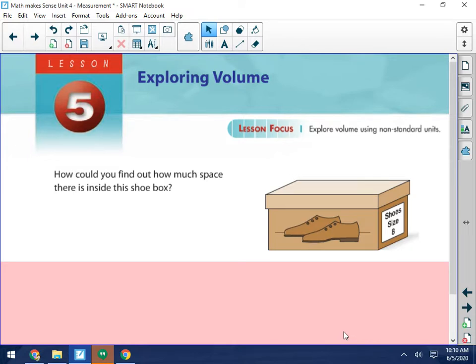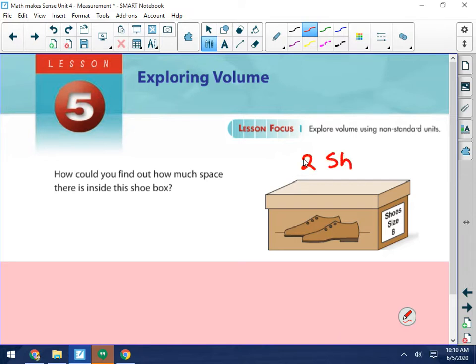So here we have a box with a pair of shoes in it, and it asks, how could you find out how much space there is inside this box? And the answer is you could fill it up with different things. You could see how much the box holds. Here we could say that the volume of this box, how much it holds, is 2 shoes. That's what it can contain.